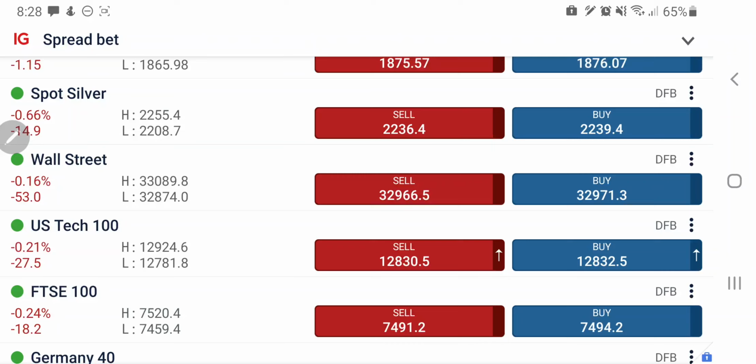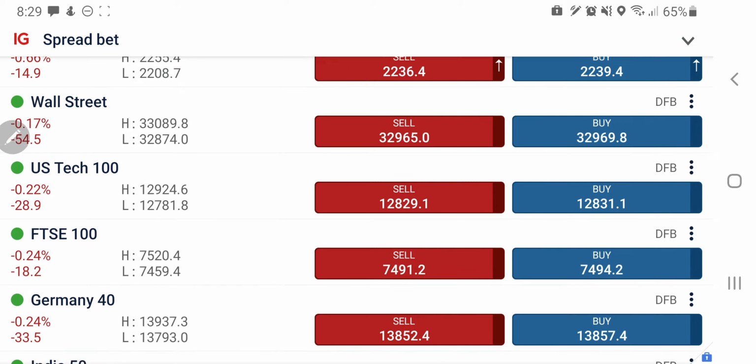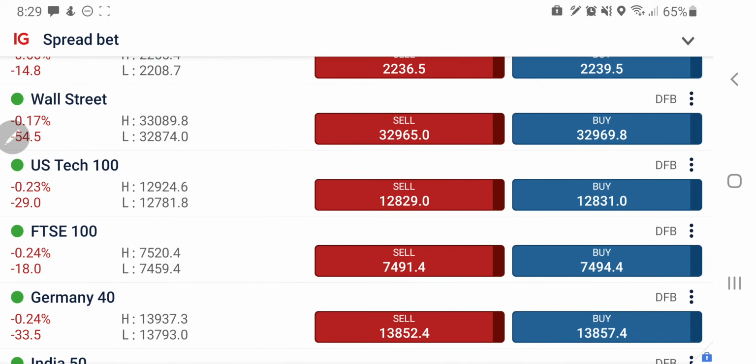Indices erased yesterday all the gains which we had seen after the Fed. Now again trading flat with the same levels where we had left before Fed. Now US 30 at 32,970 and US 100 at 12,830 levels. What is going to happen today in US 100, US 30, Germany 40 and FTSE 100?